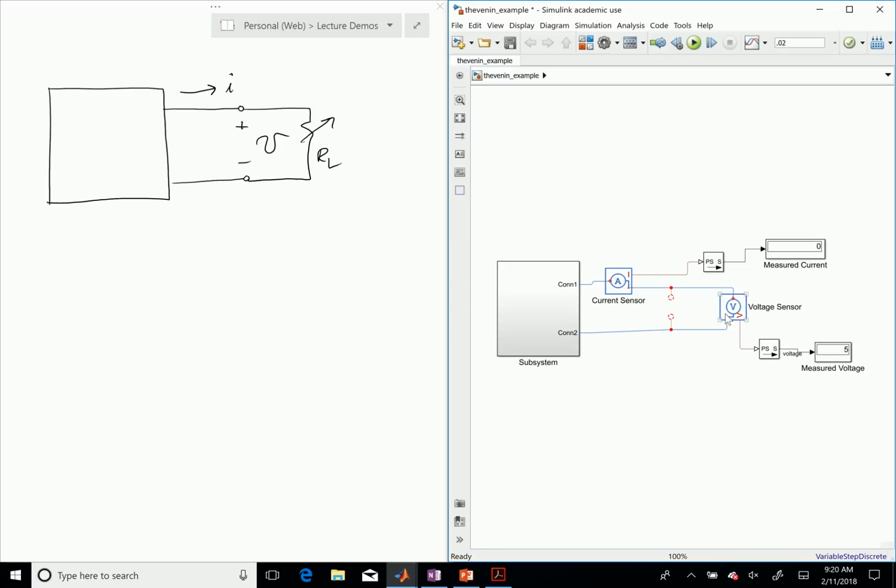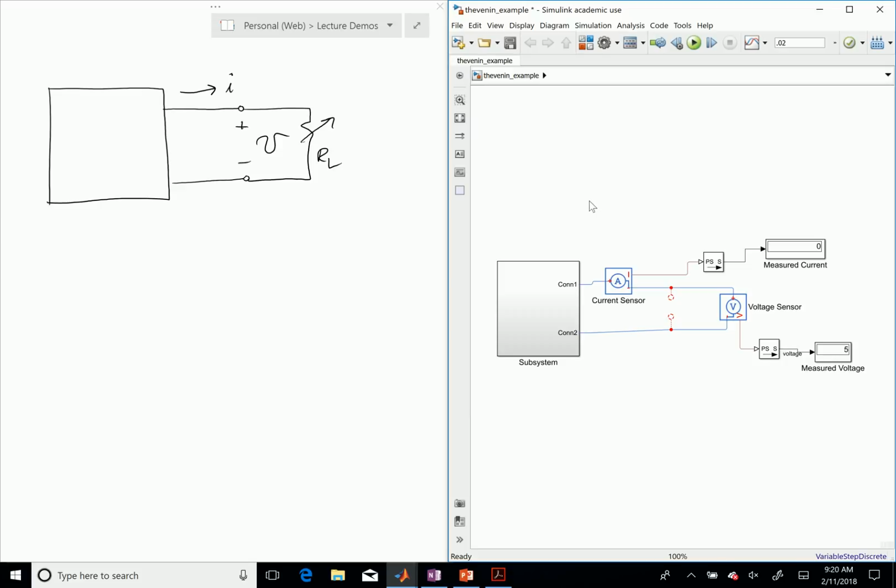So basically what I want to do is change that load resistor to measure what the VI characteristic looks like coming out of this box. Then I'm going to open up the box and try to make a Thevenin equivalent circuit and see that the IV characteristics of those two things match.